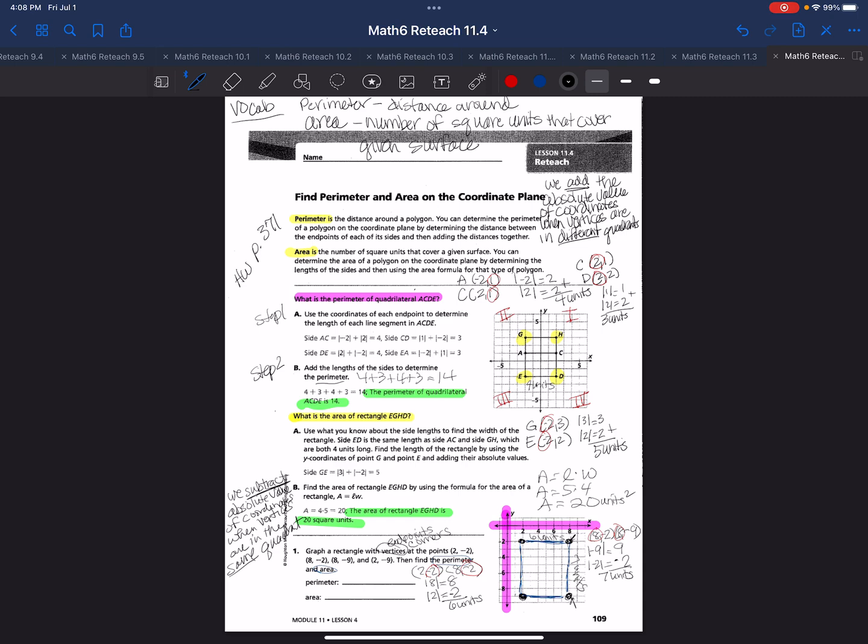Okay, so now I can do the perimeter and the area. Perimeter, it would be 6 plus 7 plus 6 plus 7, and I would get 26 units. And then for area, I get 6 times 7, which is 42 units squared. This is our lesson for Module 11, Lesson 4, Grade 6.